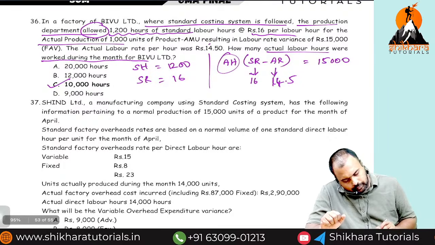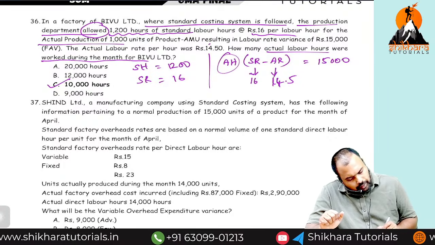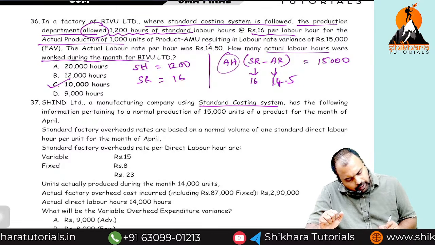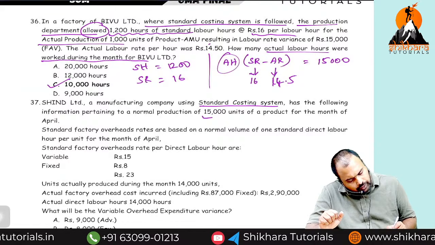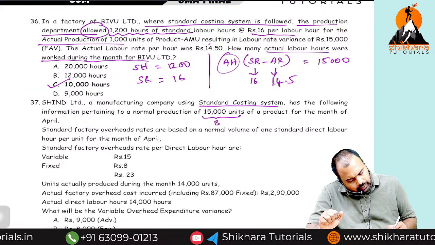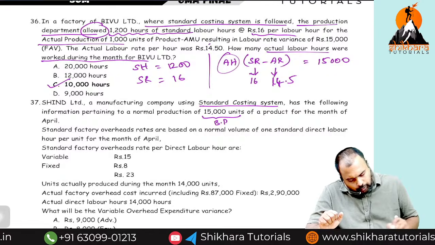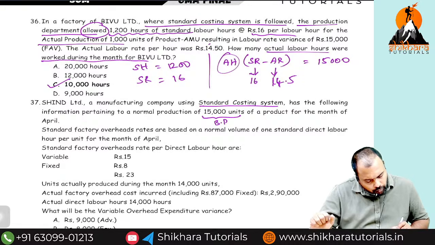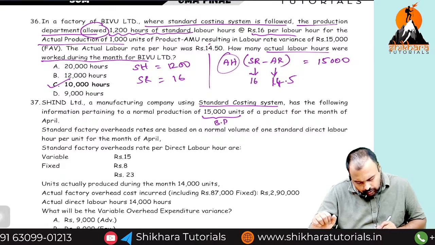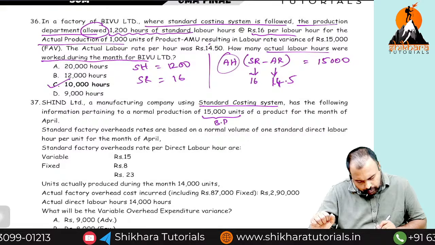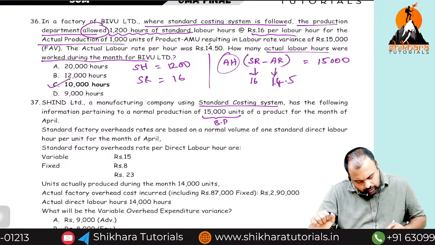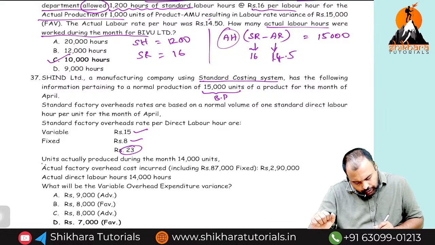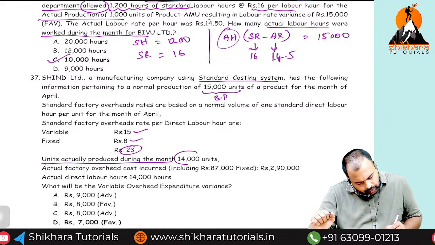Next, this is a manufacturing company using a standard costing system with the following information pertaining to a normal production of 15,000 units, which is the budgeted production for the month of April. The standard factory overhead rate is based on normal volume of 1 direct labor hour. The standard factory overhead is given as variable 15, fixed 8, total 23. Units actually produced during the month were 14,000.